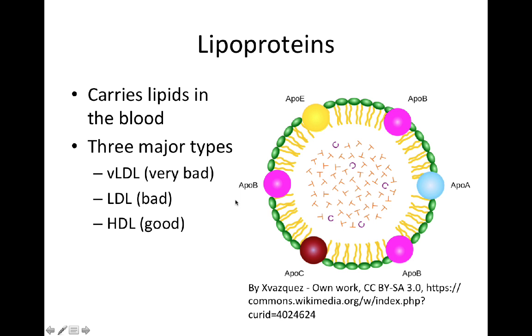There are three major types of lipoproteins. There's the VLDL, the LDL, and the HDL. So the VLDL stands for very low density lipoproteins. This means that it's made up of more lipids and less protein component. The LDL is low density, HDL is high density. So LDL is going to be made up of more lipids. The HDL is going to be made up of more proteins, and it's considered the good cholesterol because it's associated with healthier health outcomes.